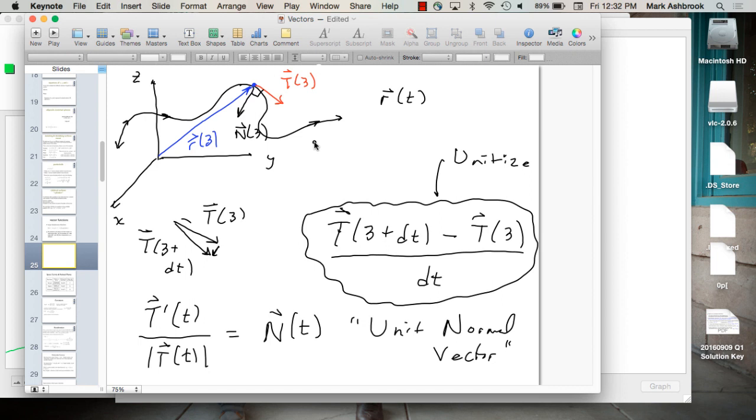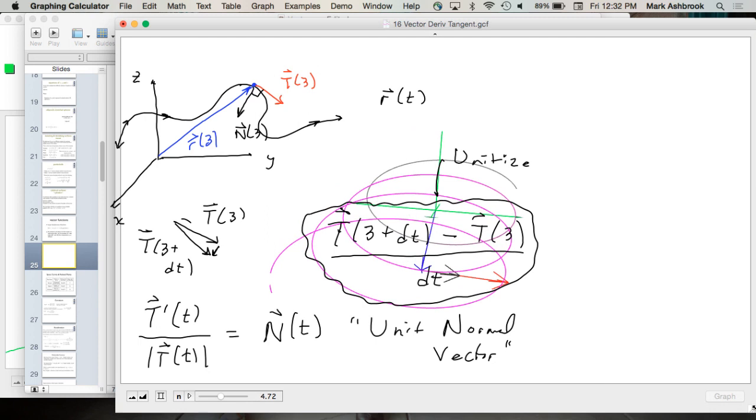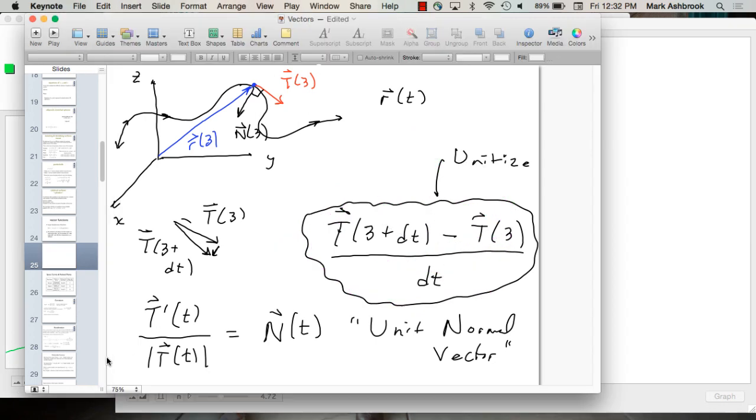All right, so the last one is what's called the binormal vector. The binormal vector is T cross N. That's usually capital B.